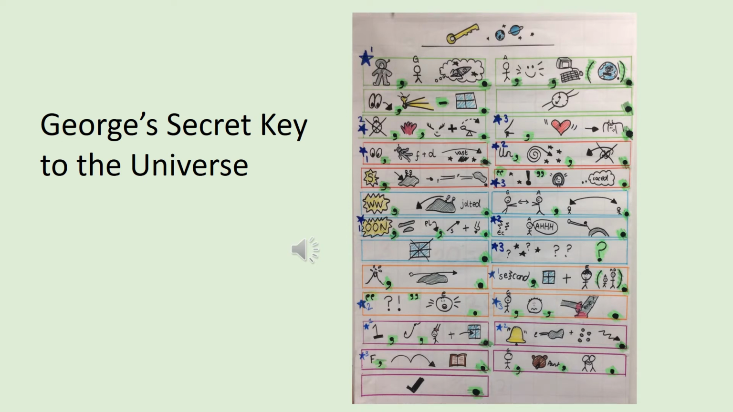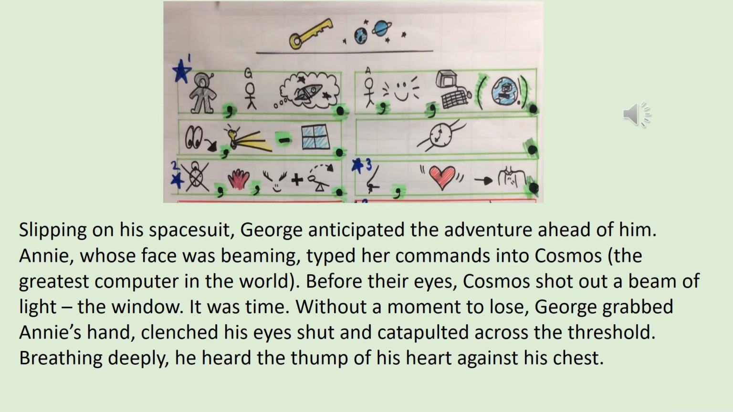Think back to text maps that we have used before. Let's have a look at the text map for George's Secret Key to the Universe. Each box on our text map represents a sentence. So the first sentence: slipping on his spacesuit, George anticipated the adventure ahead of him.